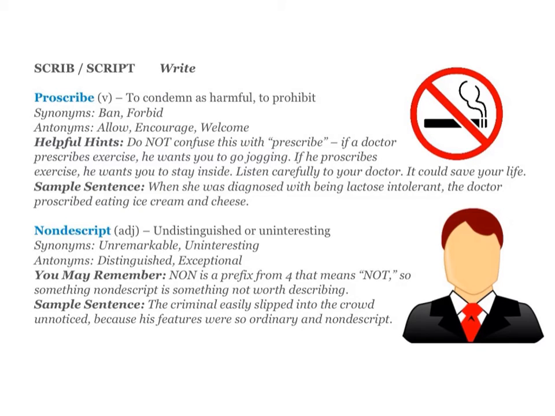Your next root is scrib or script, which means write. And your first word is proscribe, which means to condemn as harmful or to prohibit. Your synonyms are ban or forbid, and your antonyms are allow, encourage, or welcome. I like the synonym ban. I think that's really easy to remember. If you ban something, you proscribe it. You can just substitute those words for each other.